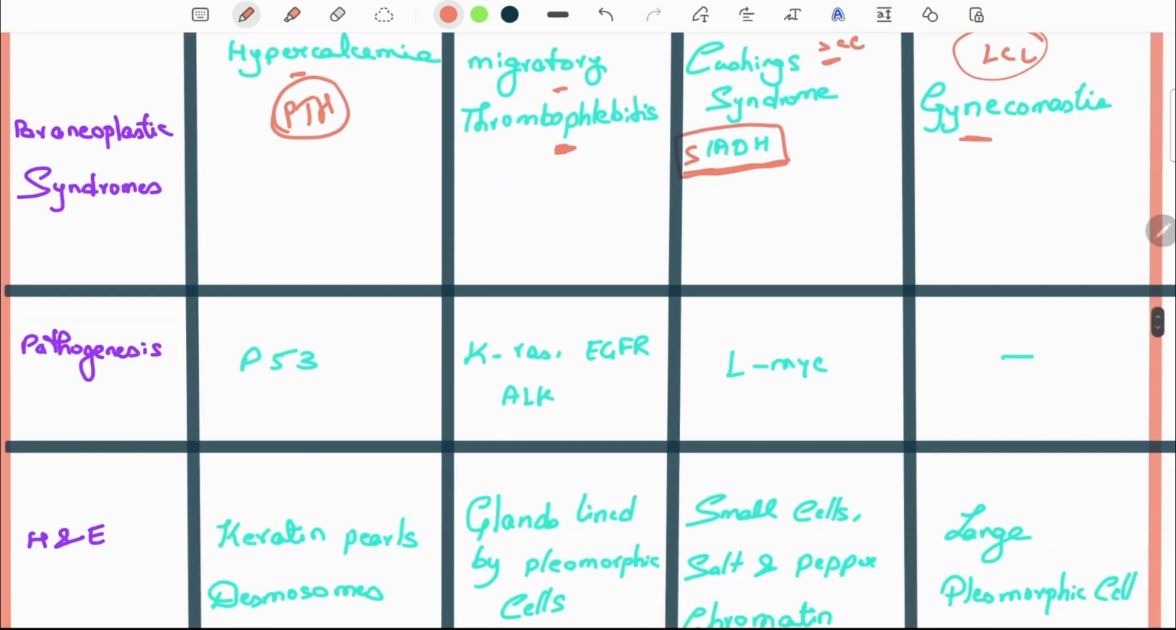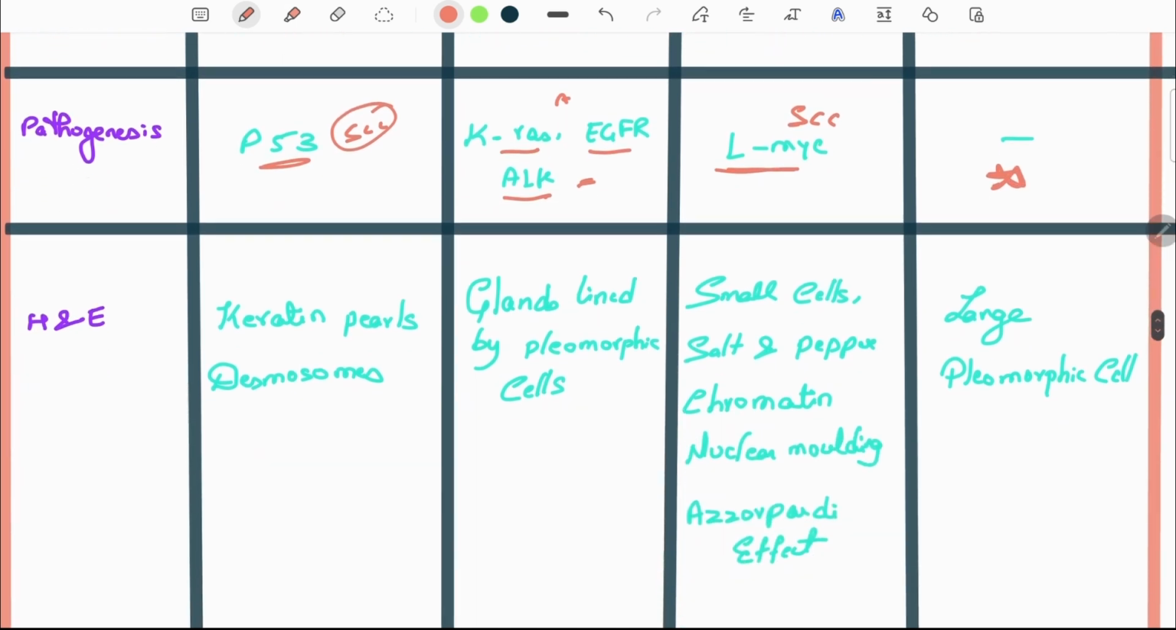And next one is pathogenesis. In squamous cell carcinoma, the pathogenesis is that P53 is affected. In adenocarcinoma, KRAS, EGFR and ALK genes are affected. In small cell carcinoma, L-MYC association can be seen, and in large cell carcinoma, we are unable to see any kind of association. Next one is H&E staining.